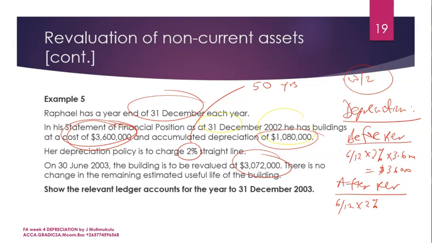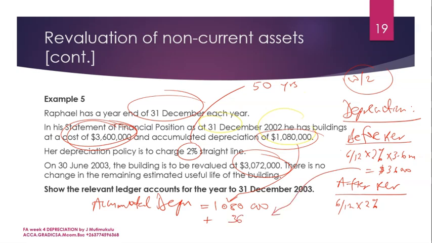So we have to be led by the accumulated depreciation. Accumulated depreciation so far should be 1080 plus this amount, 36,000. So this should give us 1,116,000. So the accumulated depreciation so far is 1,116,000.